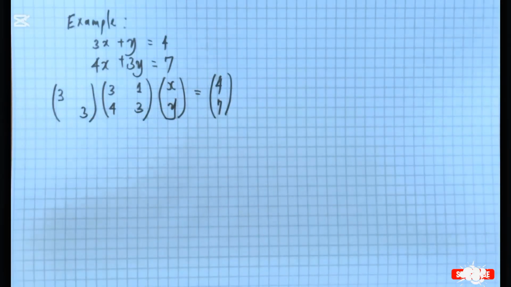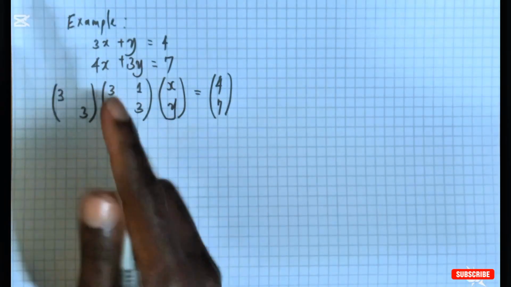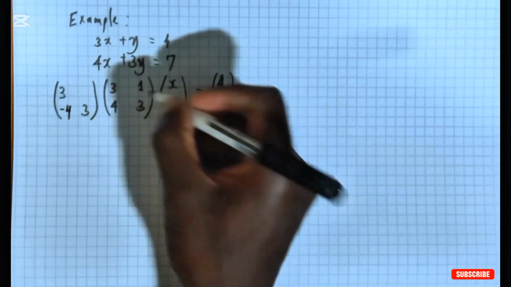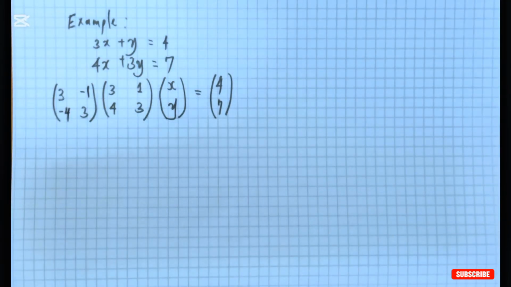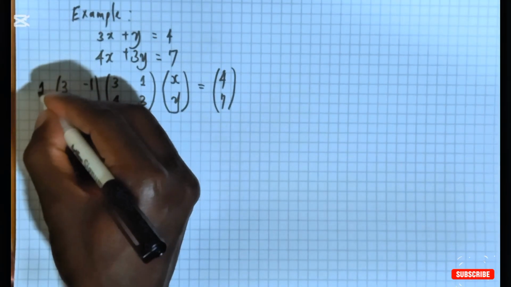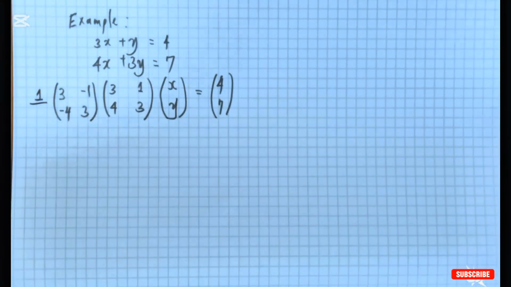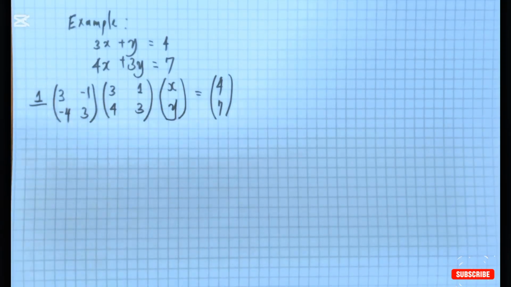And negate the elements in the other diagonal. So it's going to be -4 here and -1. And then we are going to have to multiply the whole matrix by the reciprocal of the determinant of this particular coefficient matrix.